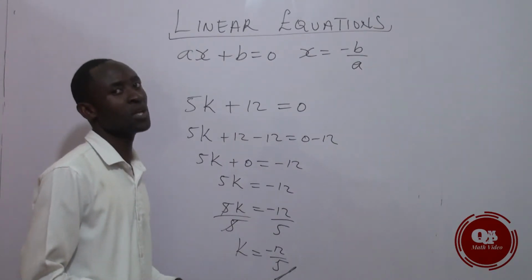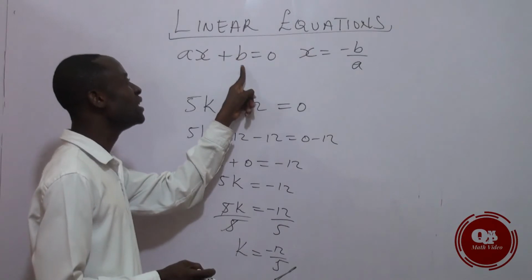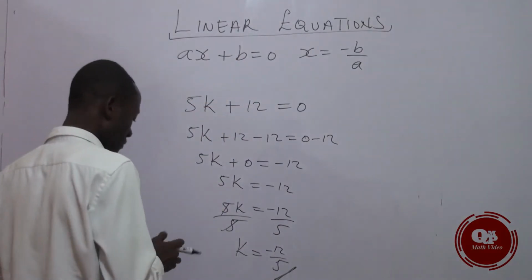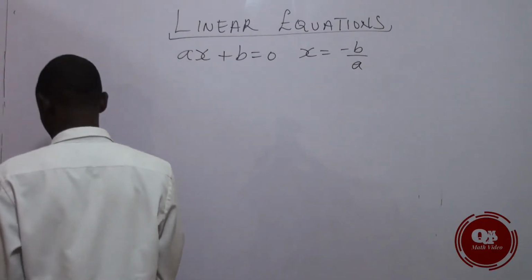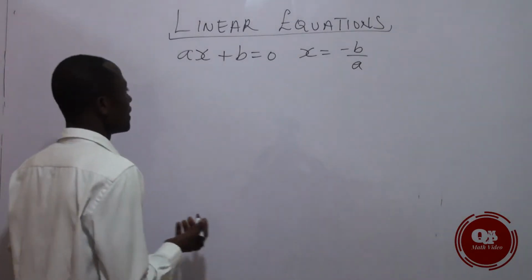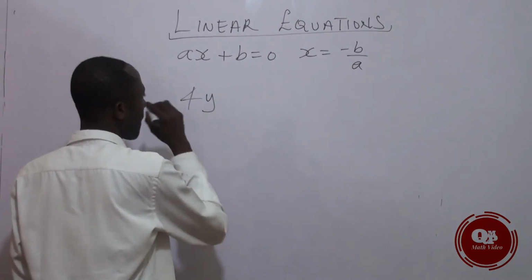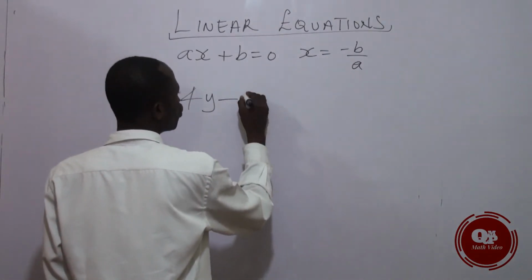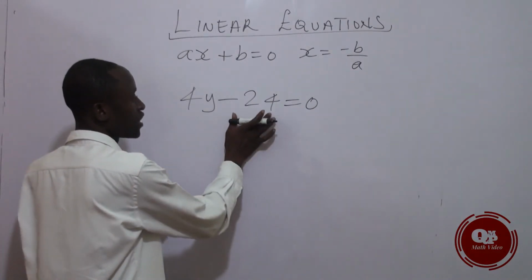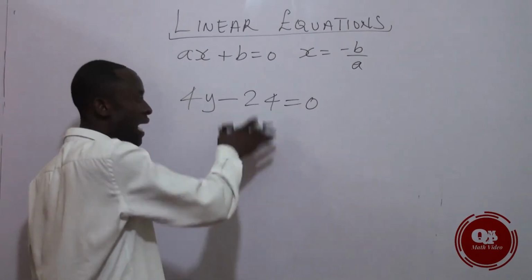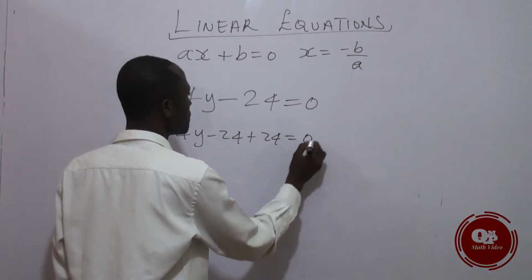Okay, now let us check this very example. You realize that the solution changes from a negative answer to a positive answer. This time, I'm going to make the b a negative value. So let's say we have something like 4y minus 24 is equal to 0. Yes. So what do? We must transpose this negative 24. Since it is negative, we must add 24 to make it 0. So we have 4y minus 24 plus 24 is equal to 0 plus 24.